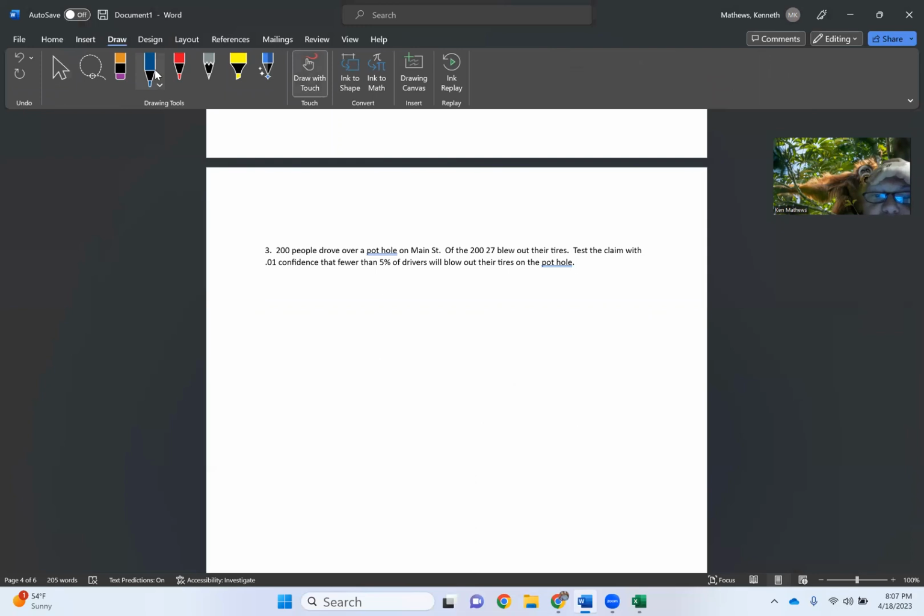So what do we know? We know that n is equal to 200. Of the 200, 27 blew out their tire. So p hat is equal to 27 over 200. Test the claim, and alpha is equal to 0.01. Test the claim that fewer than 5% of drivers will blow out their tires. So they're claiming that p is equal to 0.05. And it's a one tail, a left tail z test.